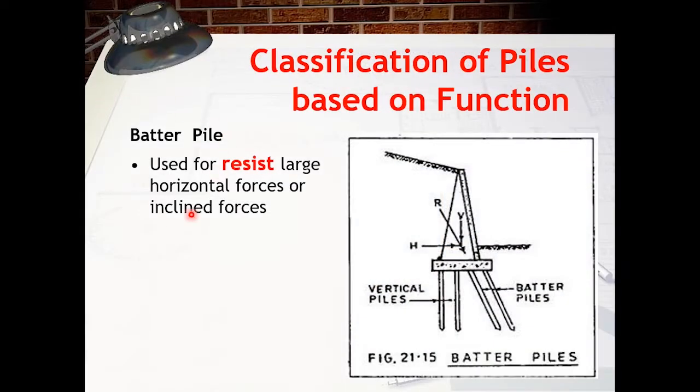Next we have the butter pile. Butter pile ni sebab kalau you tengok dia senget, that's why nama dia butter pile. Dia lebih kepada incline lah dia punya position. It is used to resist large horizontal forces or inclined forces.